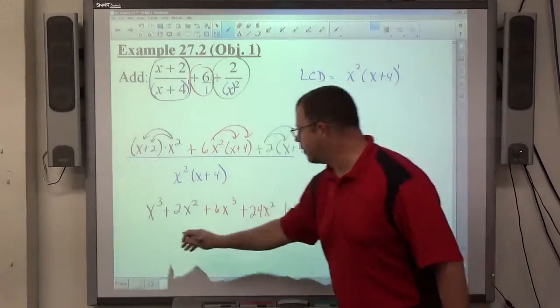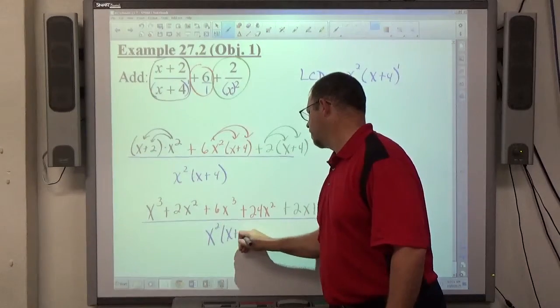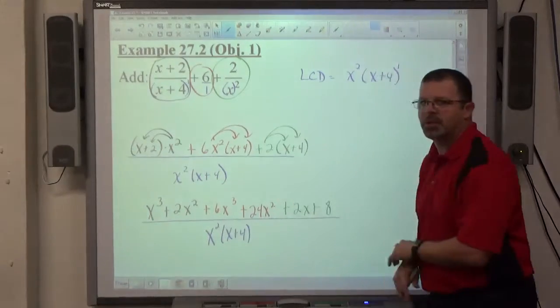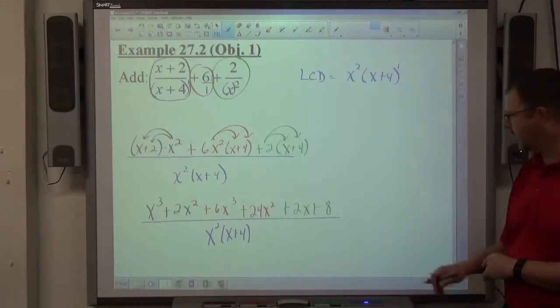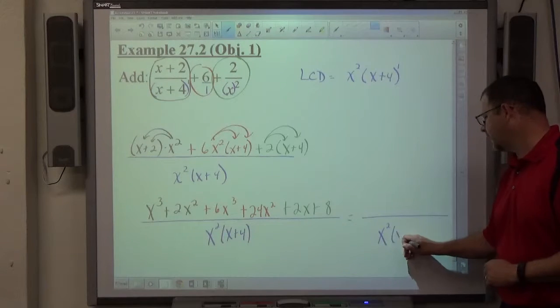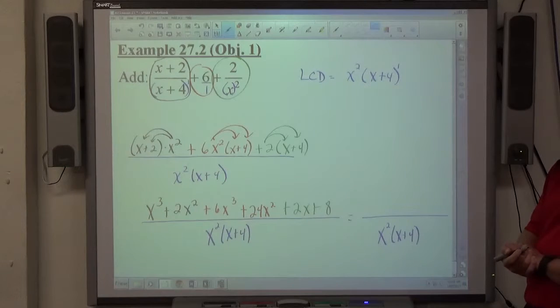All that's continuing to be over the common denominator of x squared times x plus 4. Once you find the common denominator, it goes here, it goes here. Nothing happens to the common denominator, you just keep on simplifying it on top. The bottom stays x squared times x plus 4. The only final step on the top then is to combine like terms.